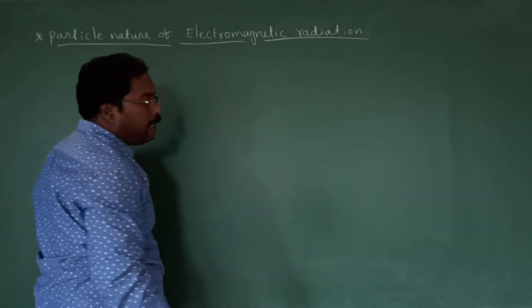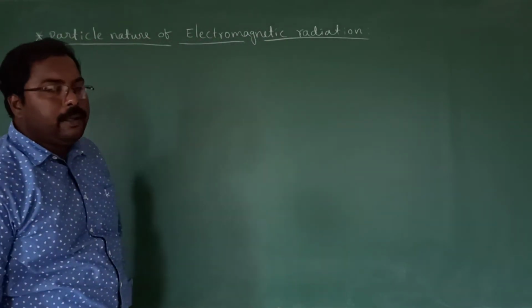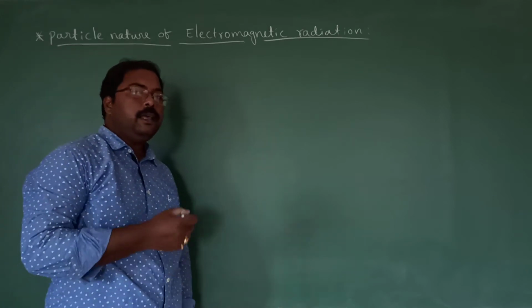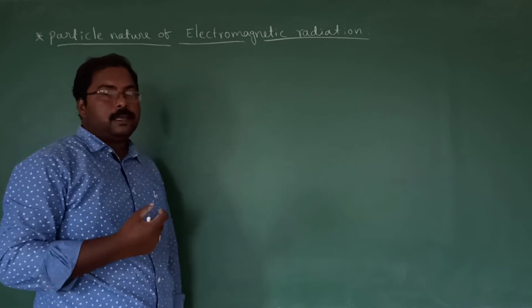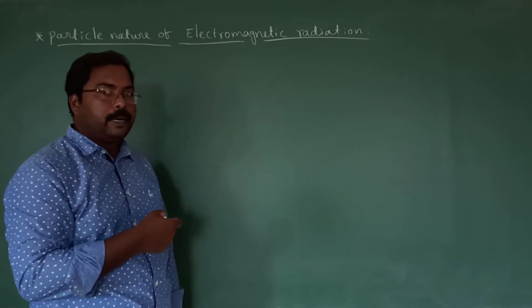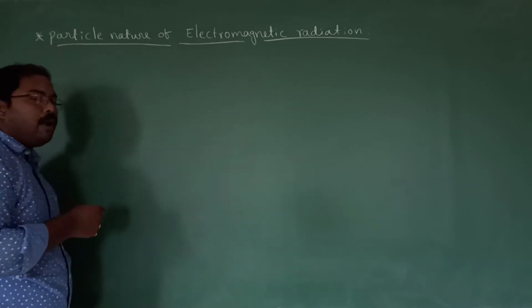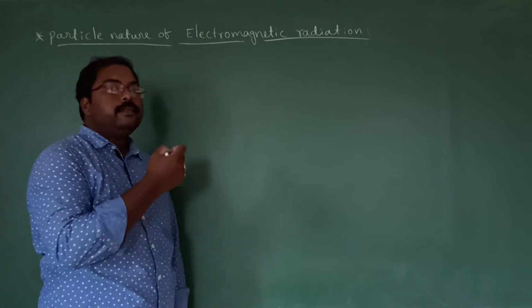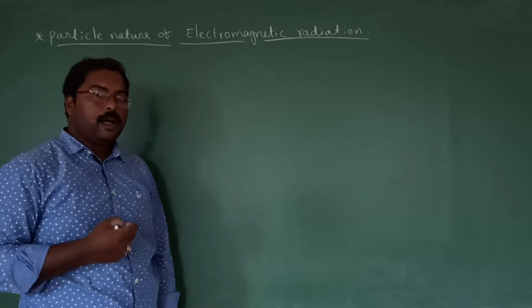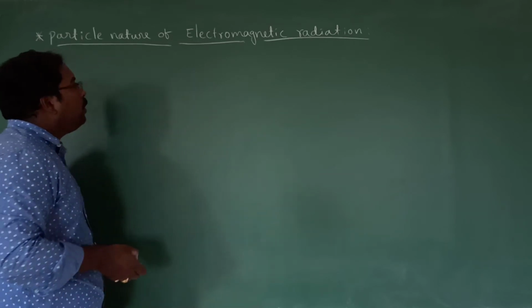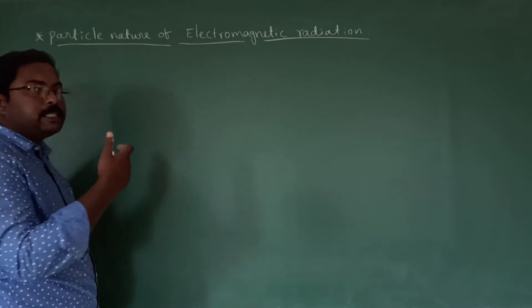Okay? Particle nature of electromagnetic radiation. Because radiation means everyone knows it will have wave properties. We already discussed the wave properties. Now, on what basis can we say these electromagnetic radiations also have particle nature? There are mainly two concepts which explain this.